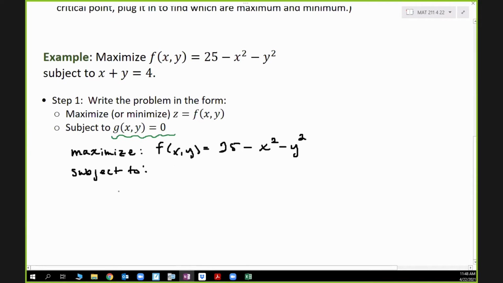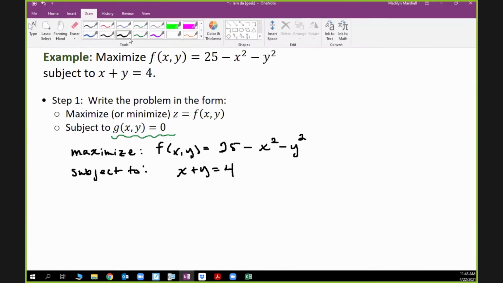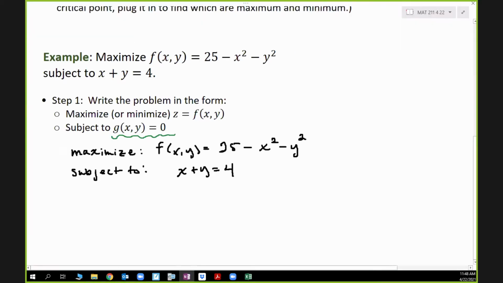So our constraint is x plus y equals 4. But we need it in this form, g of xy equals 0. So basically, we're trying to identify the function g of xy based on our constraint x plus y equals 4.